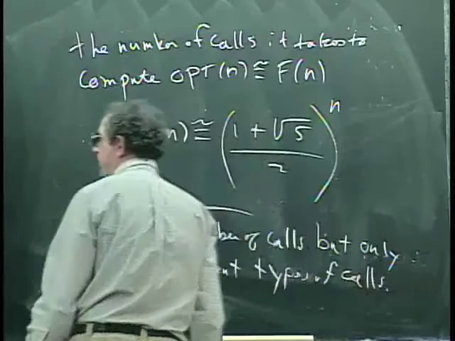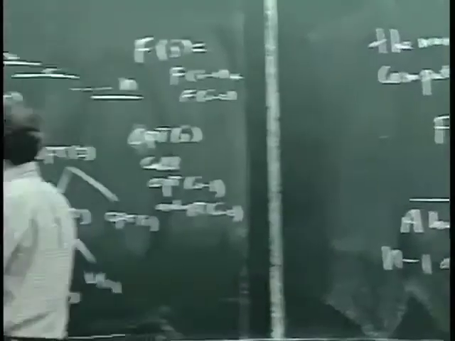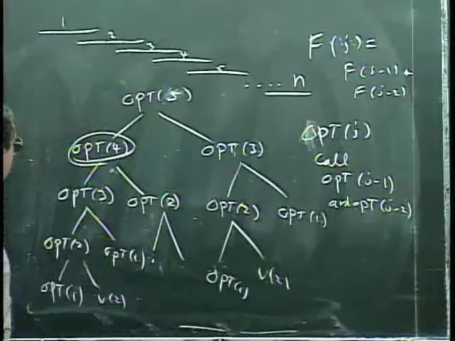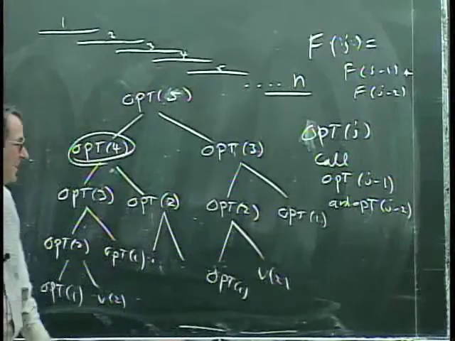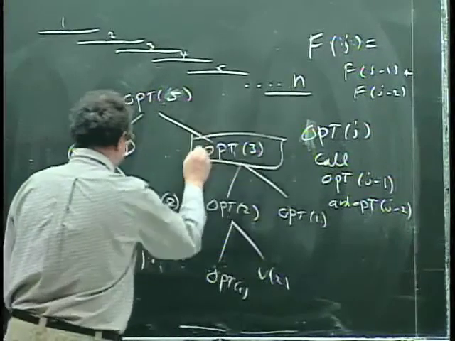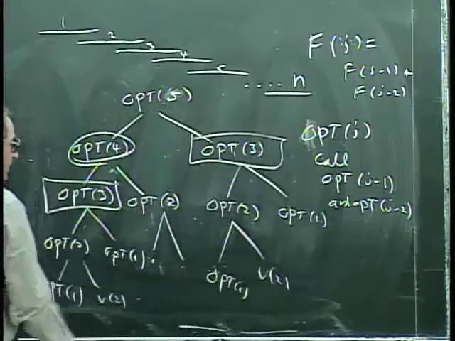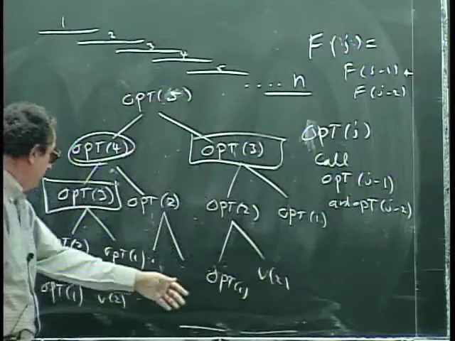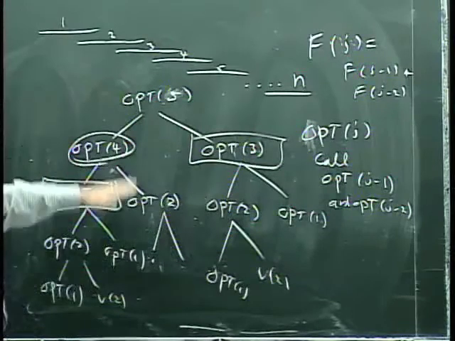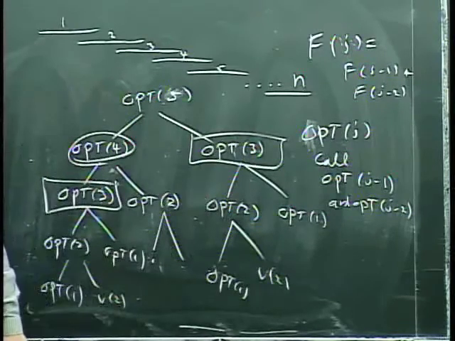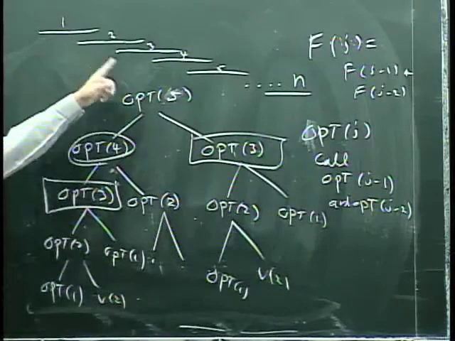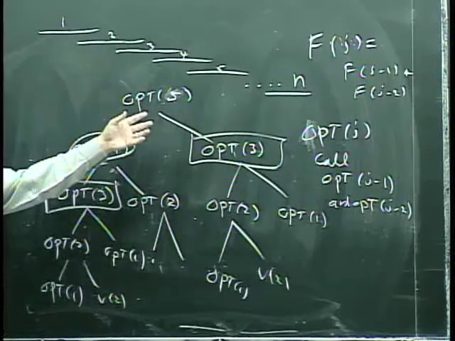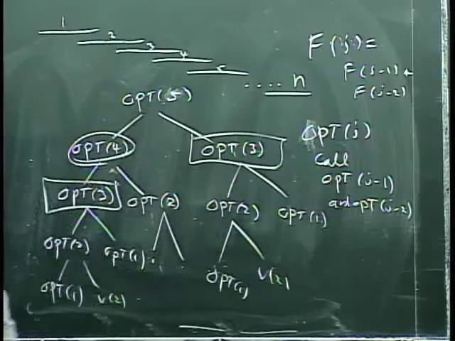So huge redundancy. Opt of 4 is called here, and then not called again. Okay, opt of 3 is called here, and then opt of 3 is called again, and opt of 2 is called here, and here, and here. And again, this sounds like a very good homework question. For this example, in terms of n, how many times does opt of j get called? Okay, so you could think about that.